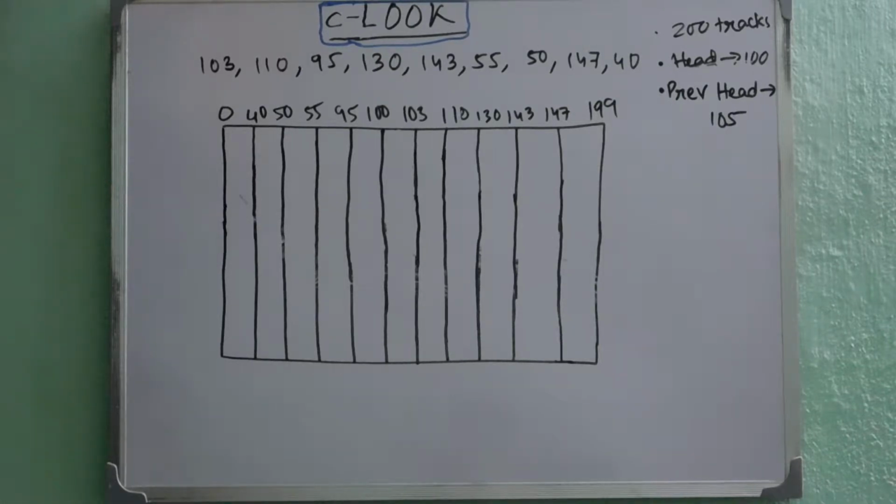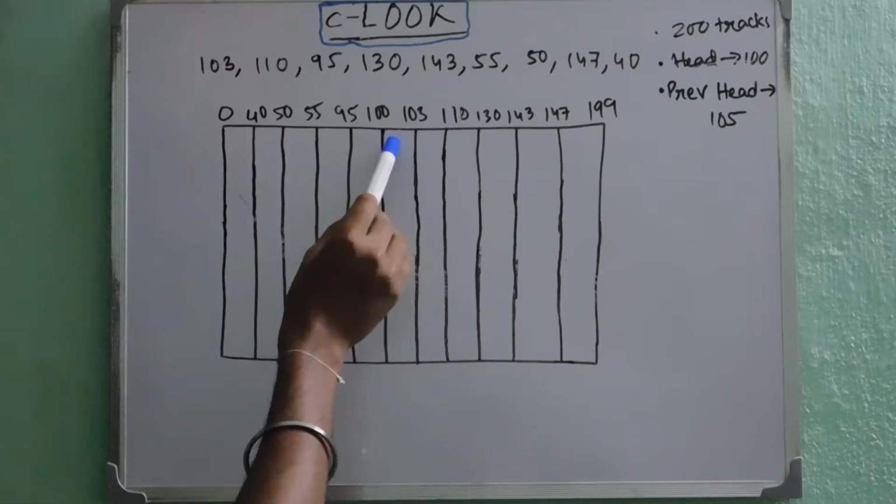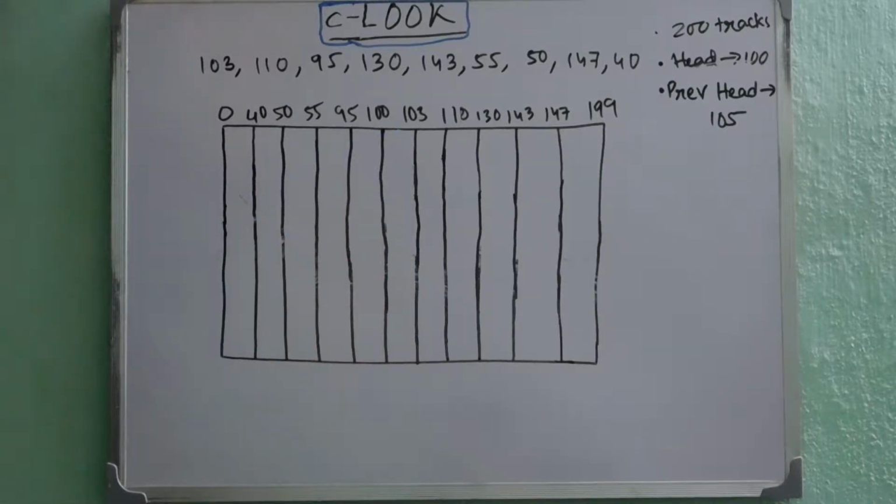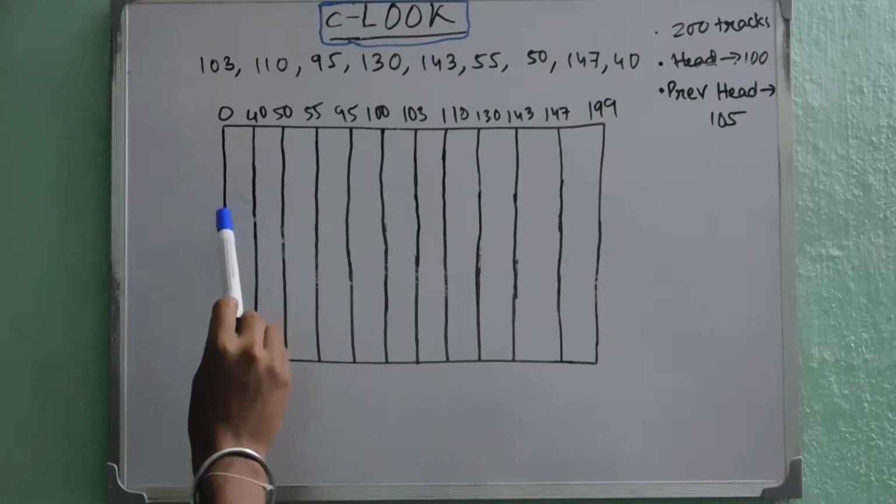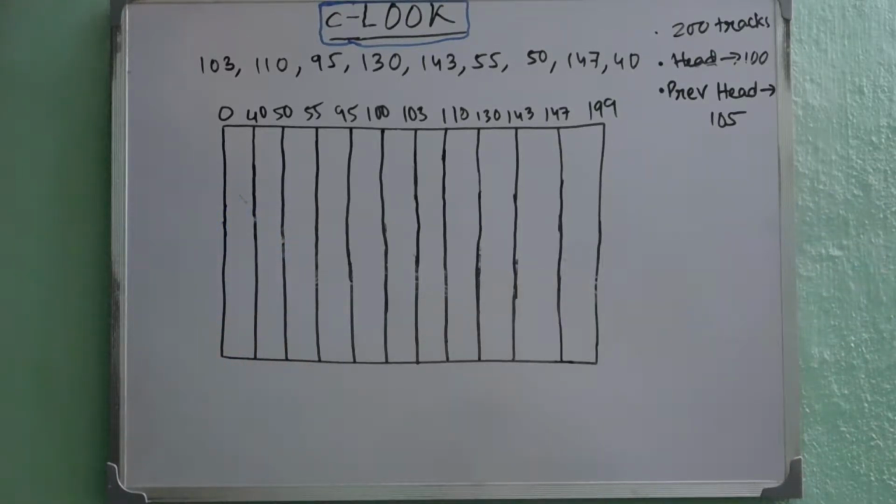Now what are the similarities? The similarity is that we will move towards one direction first, and then suddenly we will reverse our direction and move till the other end, and then we will service the requests from that end. But the dissimilarity is that in the C-scan algorithm we used to move till the end of one direction and reverse our direction and move to the end of the other direction.